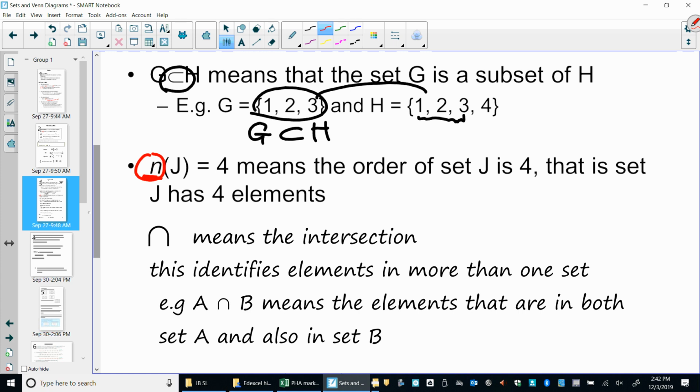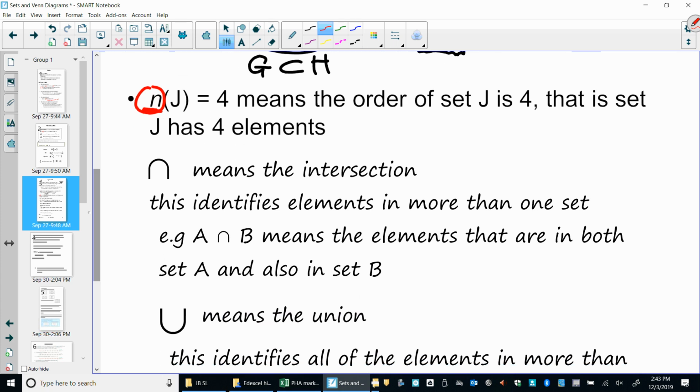This symbol, like an upside down horseshoe, means intersection. That means which elements are in more than one set. English is a real battle here, in that you have to think carefully about the way you're saying these things. This identifies the elements that are in both sets: in set A, but also in set B.